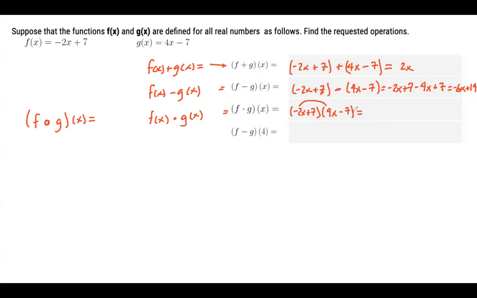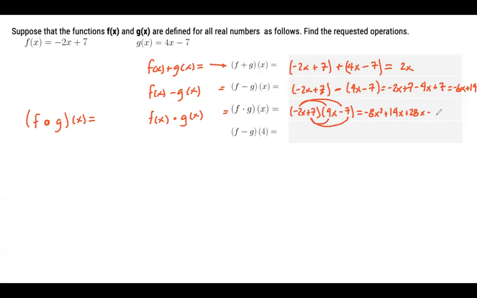So you're going to start by multiplying minus 2x times 4x. We're going to have minus 8x squared. Then minus 2x times minus 7. It's minus and minus, so careful with your signs. Plus 14x. Then 7 times 4x. That's going to be 28x, and 7 times 7.